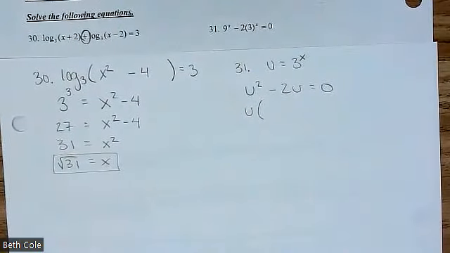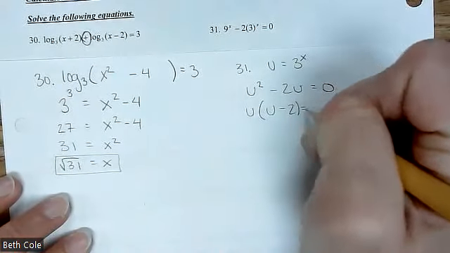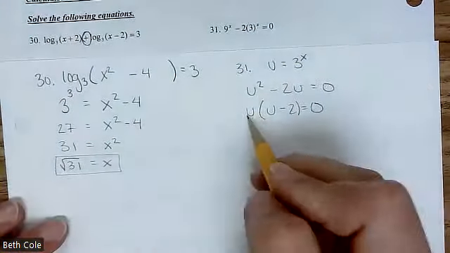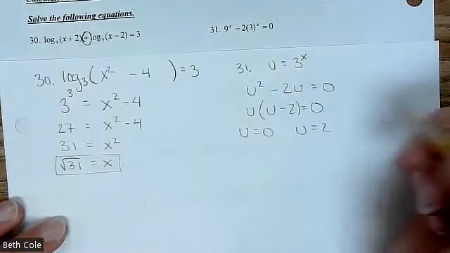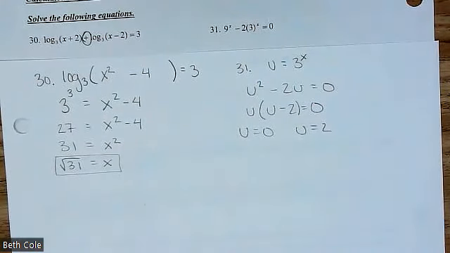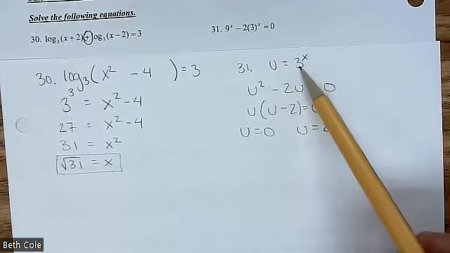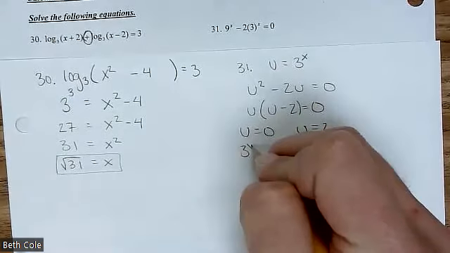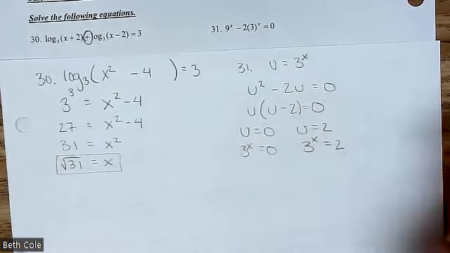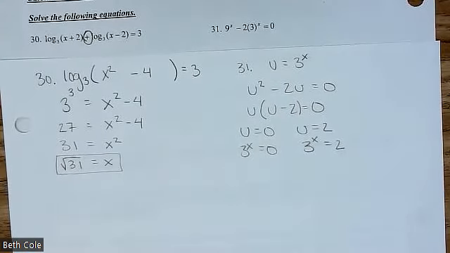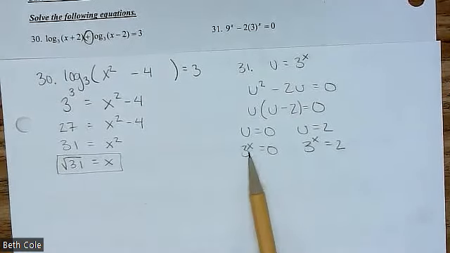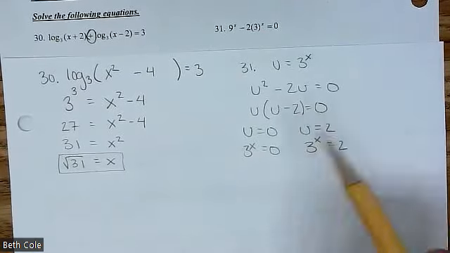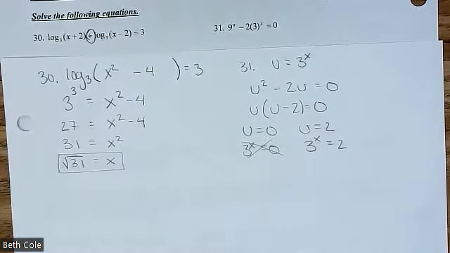Anyway, you put a parenthesis, what's left? U minus 2. And so you get U equals 0 and you get U equals 2. Now, unfortunately, you're not done. You found U, you're supposed to find X. So go back. What did U equal? 3 to the X. So you get 3 to the X equals 0, 3 to the X equals 2, and we're going to solve those. Good news, one of them doesn't work, so that's less work. Which one doesn't work? Yeah, 3 to what power gives you 0? There is no number in the world that's going to work.